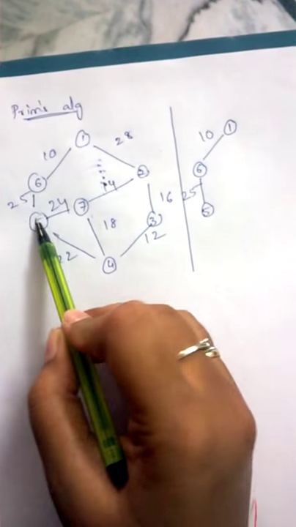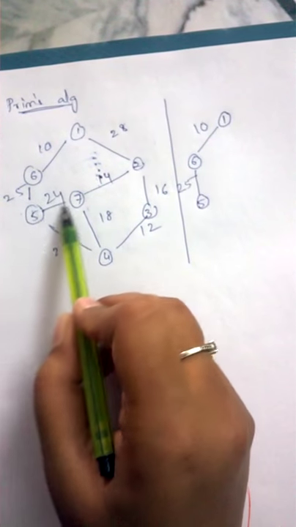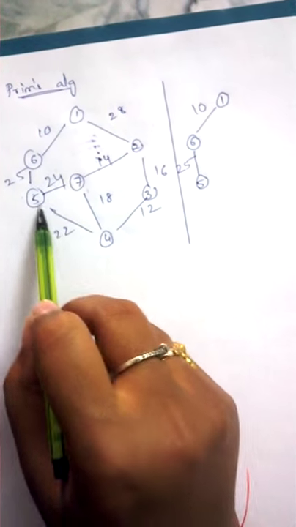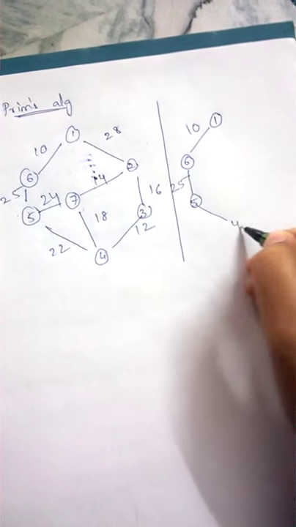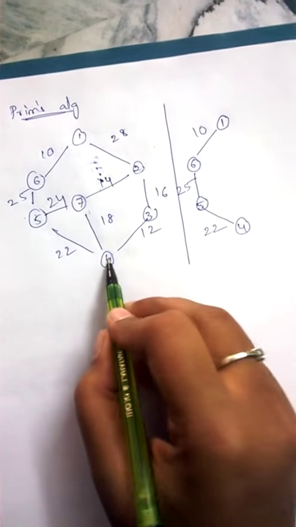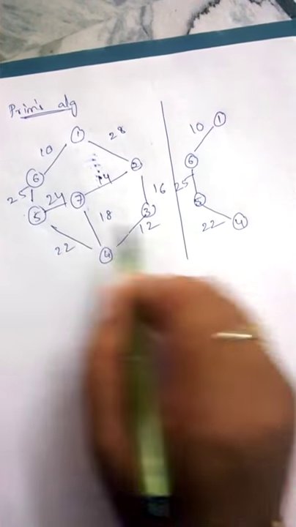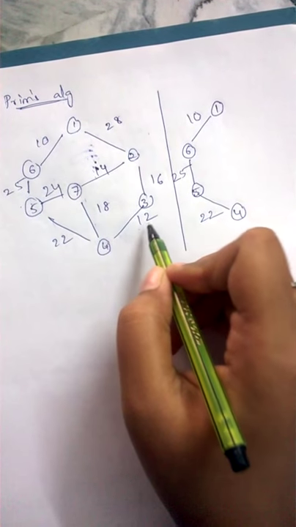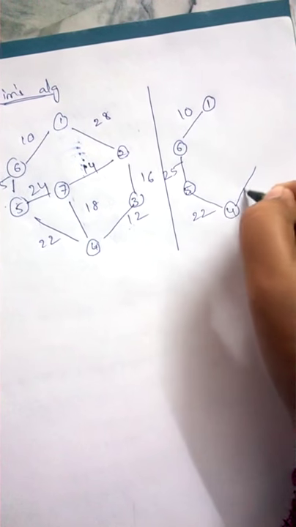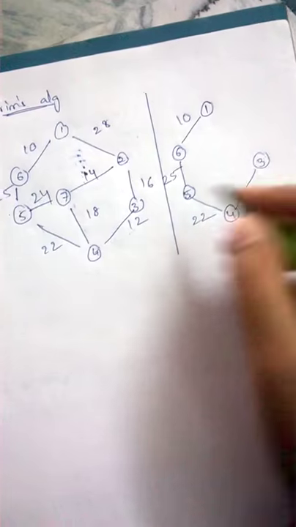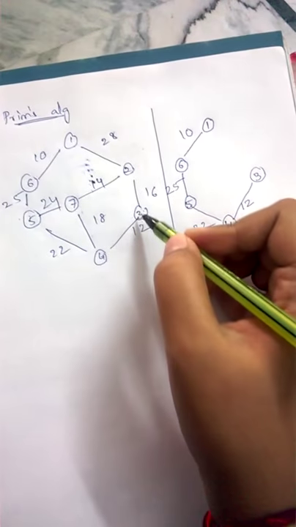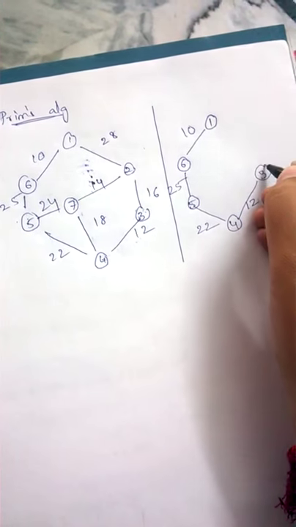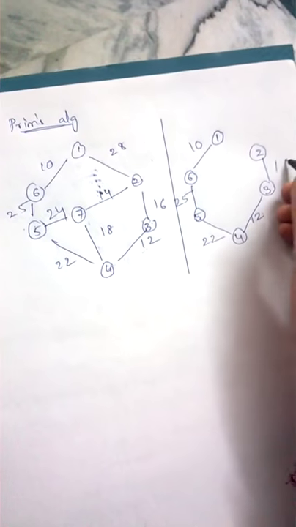Now from 5 you have three possibilities. One is already considered, this is 24, this is 22, and 22 is the minimum. So consider the minimum path 22. From 4 you have three possibilities: 4 to 5 we already considered, 4 to 18 is longest, and 4 to 3 is only 12, the shortest length. So consider this. From 3 you have two possibilities, 3 to 2 and 3 to 4. 3 to 4 we already considered, so consider 3 to 2, whose length is 16.